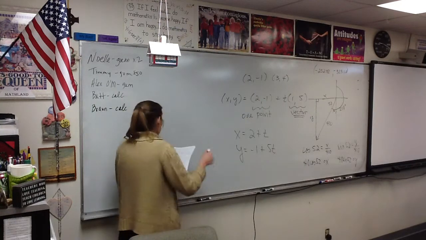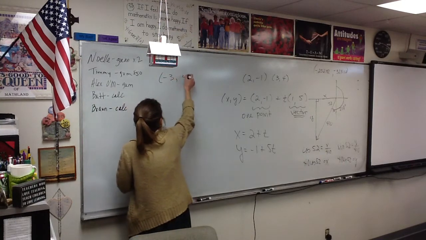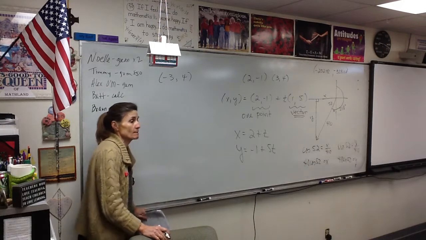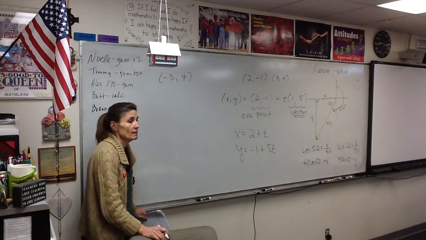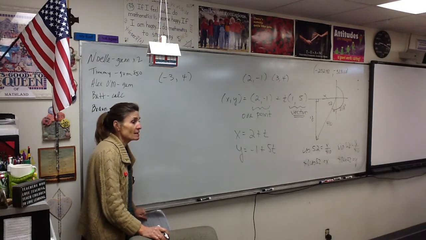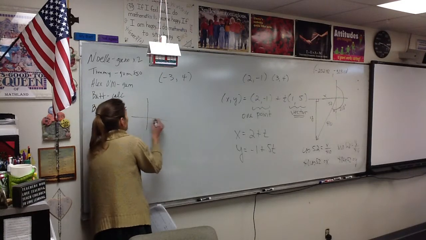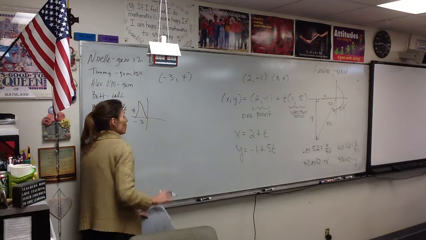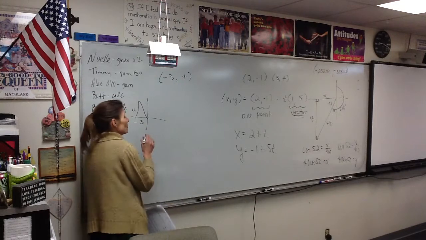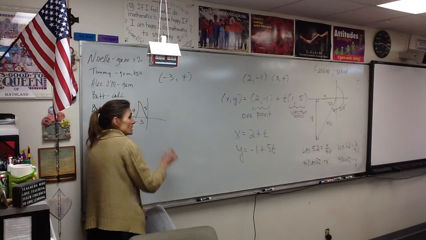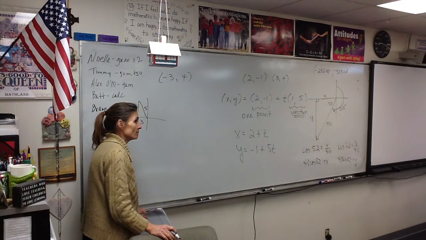Okay, next page. Find a unit vector in the same direction as this one. How do we do this? This should be an easy question. Find the magnitude. And what is the magnitude of negative 3, 4? Well, it's a square root of 25, which is 5.